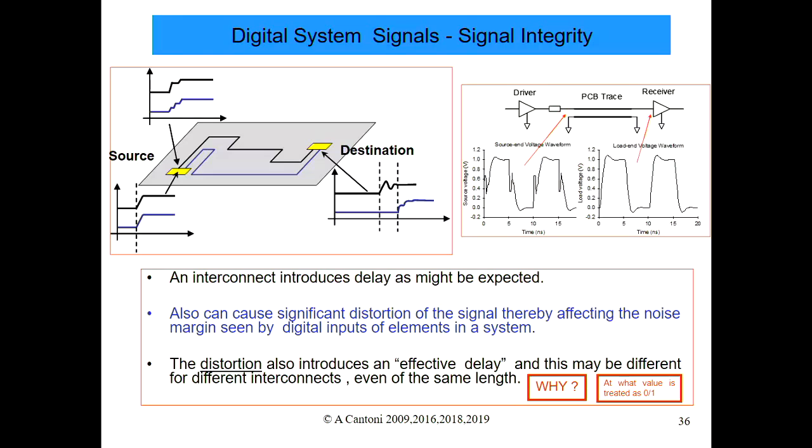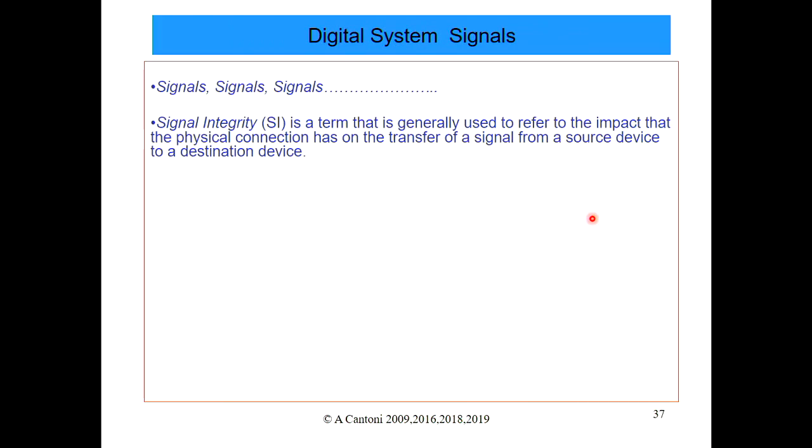Those sort of things would actually cause errors if that was at a receiver, because the actual signal might be interpreted as a 0, then a 1, then a 0, then a 1 again, instead of just a clean transition from 0 to 1. So we'll look at that more in the course.